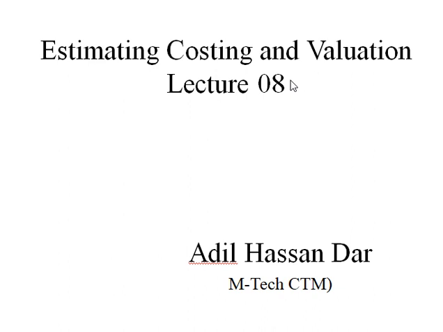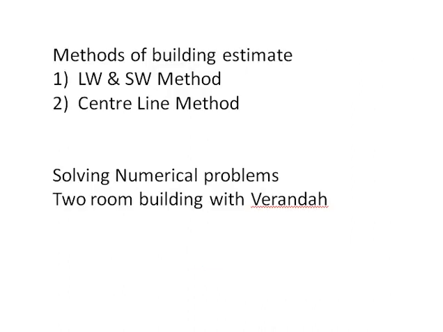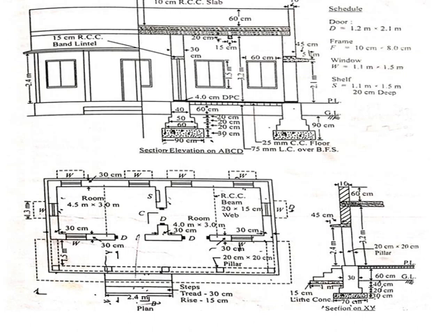Today we will continue with the methods of building estimate. The first method is the long wall and short wall method, and the second one is the center line method. The basics of these two methods have been discussed in the previous lectures. Today we will try to solve the two-room building with veranda with the help of the long wall and short wall method. Let me show you the question here.